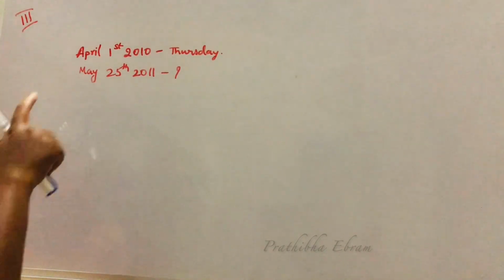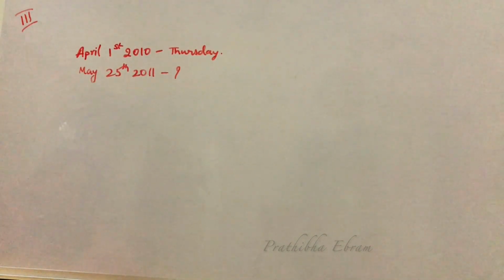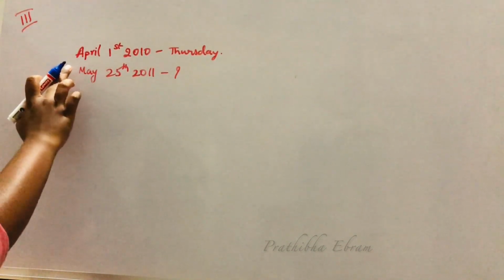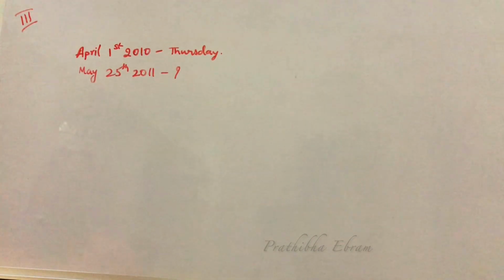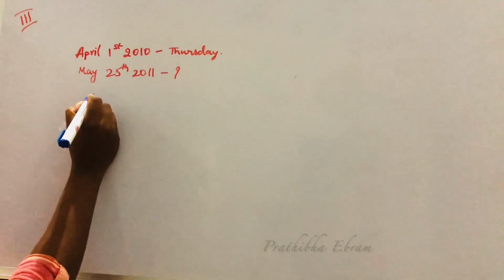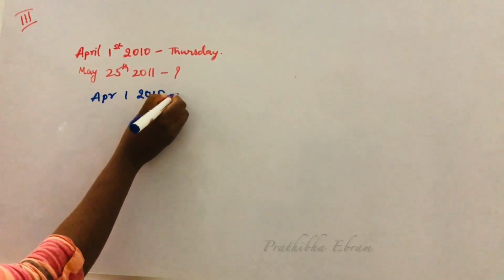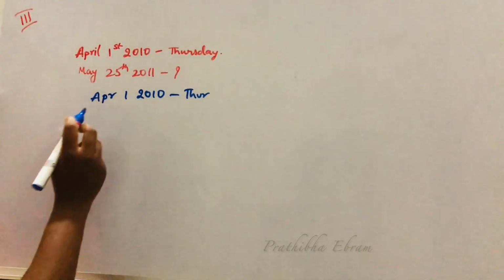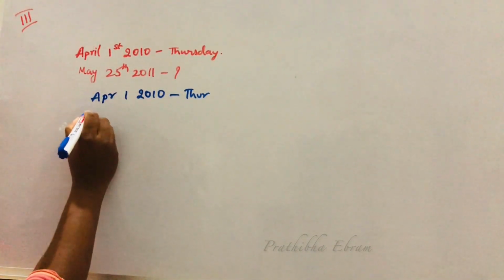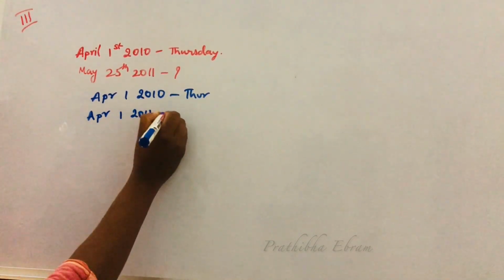April 1st, 2010 is Thursday. Then what is May 25th, 2011? Now, if you see here, all are different, months are different, dates are different, and years are different. How to solve this type of problems? Now, what did they give? April 1st, 2010 is Thursday. Okay. Now, if the year is not a leap year, then immediately we can write April 1st, 2011 as Friday.